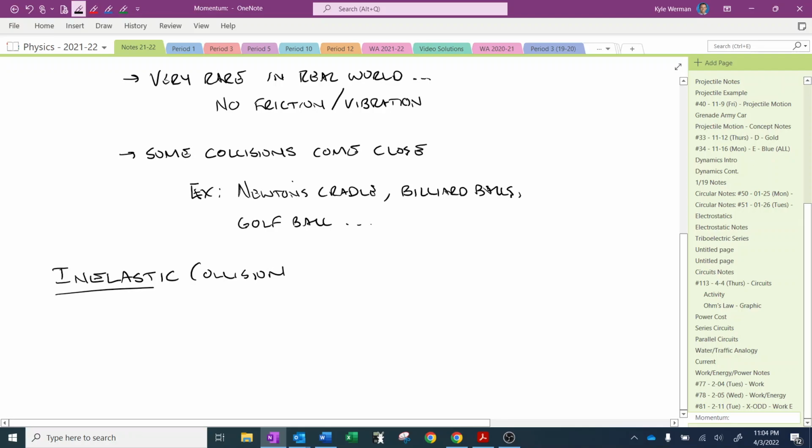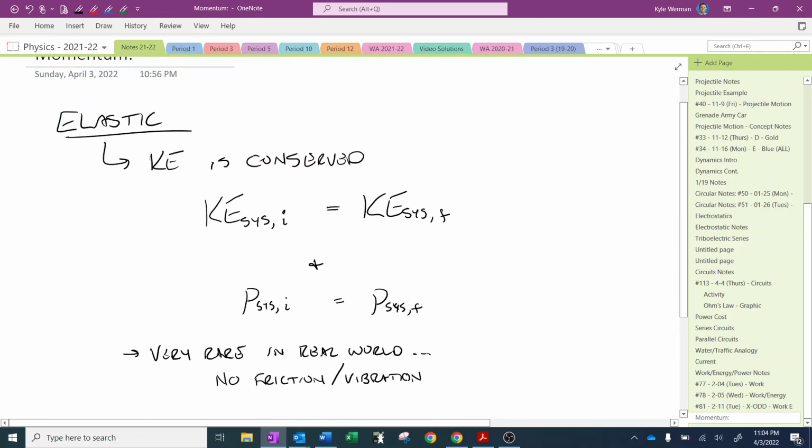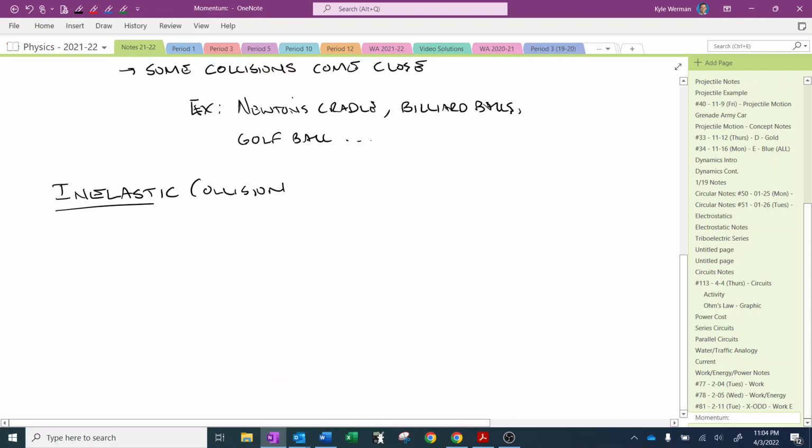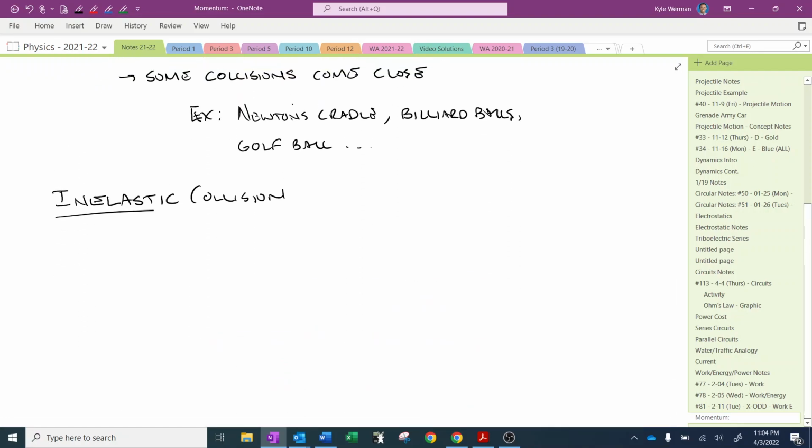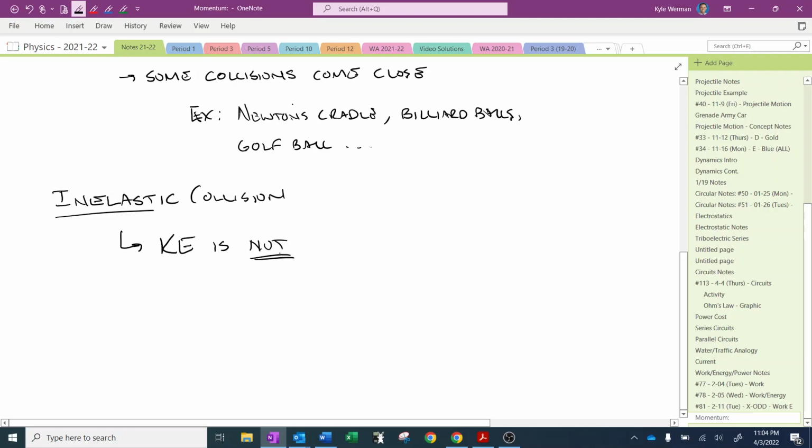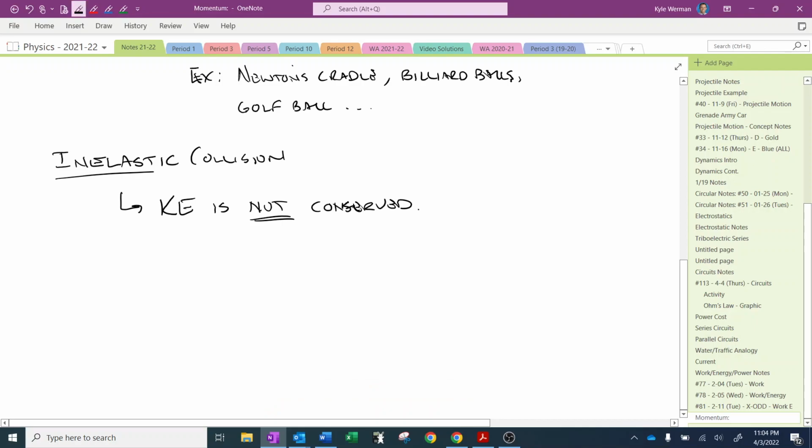And inelastic, if elastic is defined as kinetic energy being conserved, then inelastic would imply that kinetic energy is not conserved. We lose kinetic energy. And typically that energy is lost to the form of thermal energy.